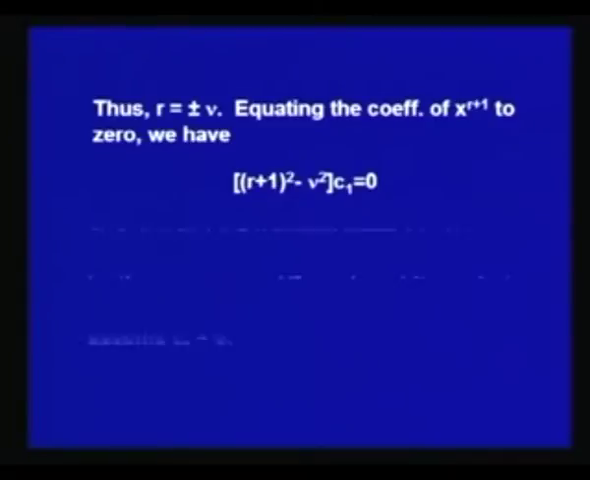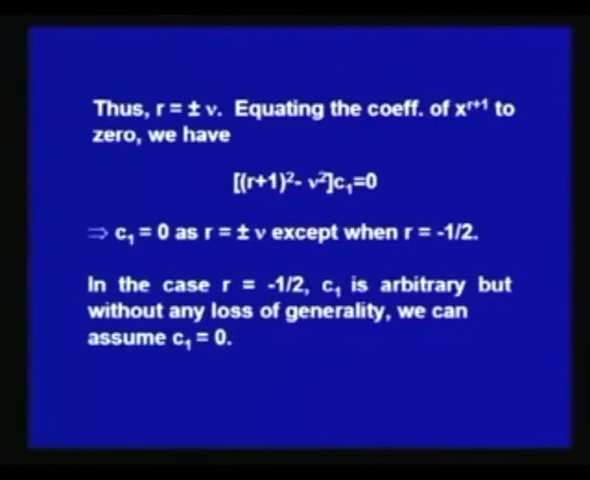Now, let us equate the coefficient of the next higher power of x, that is, the coefficient of x to the power r plus 1, to 0. We shall have (r plus 1) whole square minus nu square into C1 equal to 0. Now, since r is equal to plus minus nu, r square is equal to nu square, and therefore, this equation implies C1 equal to 0 in all cases except when r is equal to minus half. In the case r is equal to minus half, both sides become 0, and therefore, C1 can take any value.